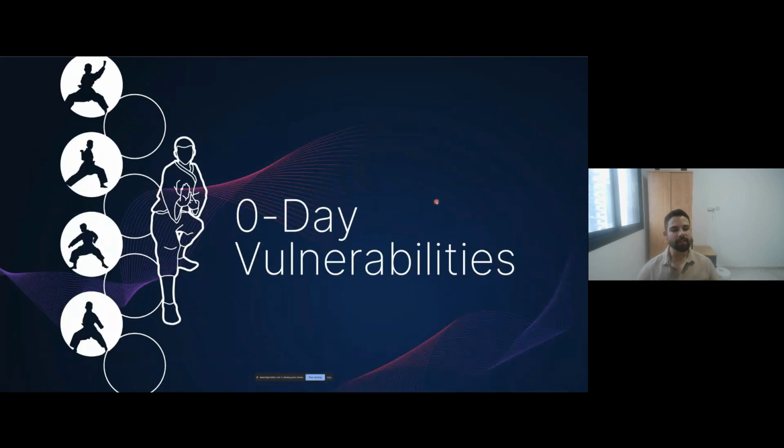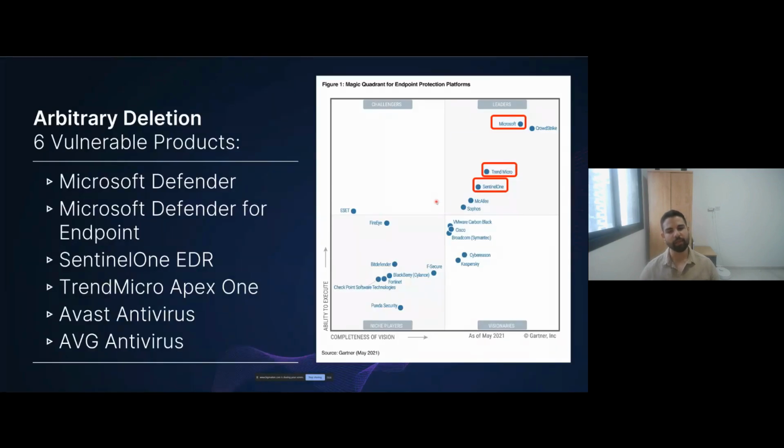So overall, this has led me to find 4 different zero-day vulnerabilities in 6 different vulnerable products. The products are Microsoft Defender, Microsoft Defender for Endpoint, SentinelOne EDR, Trend Micro Apex One, Avast Antivirus, and AVG Antivirus. If we look to the right of this slide, we can see Gartner's graph for the endpoint protection platforms in 2021, and we can see that 3 out of the 5 vendors that I just listed are high up in the leaders square, so that's huge.